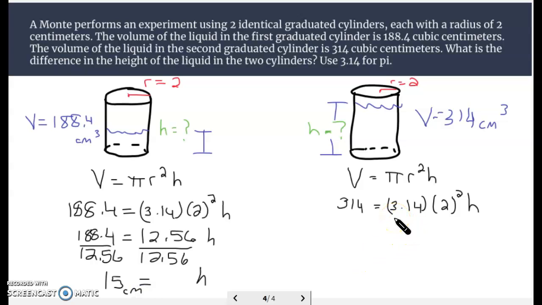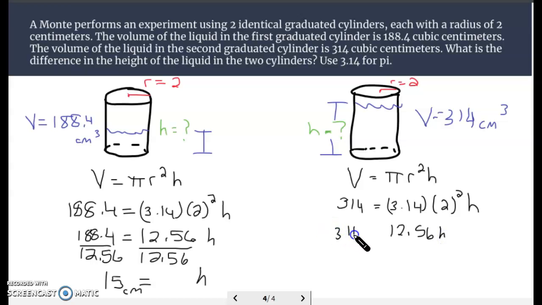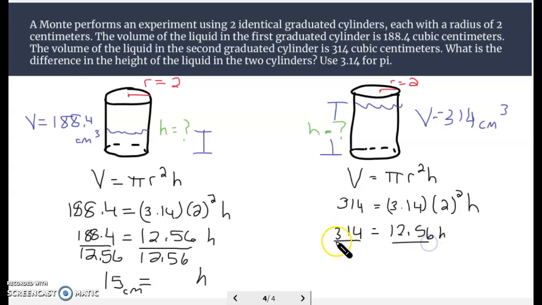Let's do the same thing for the second one over here. Again, 4 times 3.14, 12.56. We get the same result. Times h, 314. Once again, divide both sides by 12.56. If we do that in the calculator, 314 divided by 12.56, 25. The height of the second volume of liquid, 25 centimeters. And the question is, what's the difference in the heights?